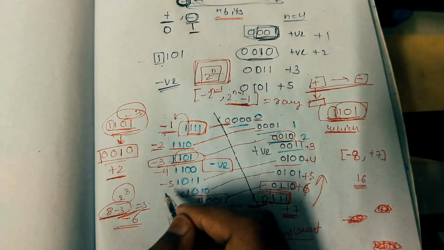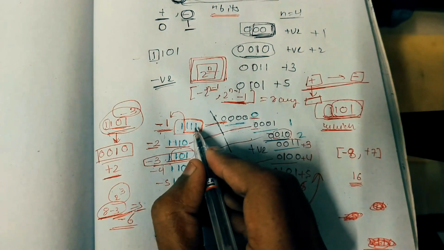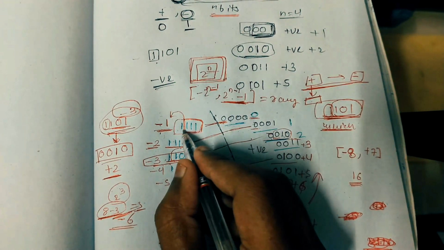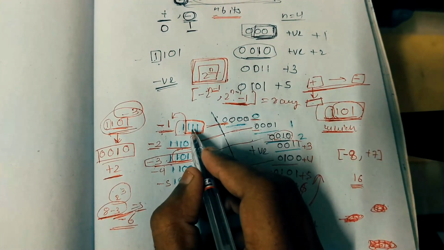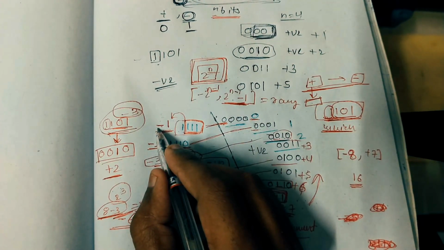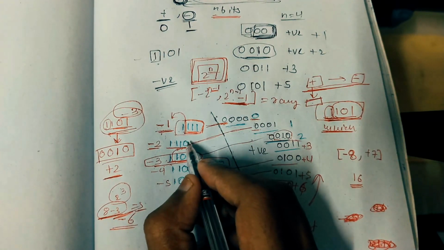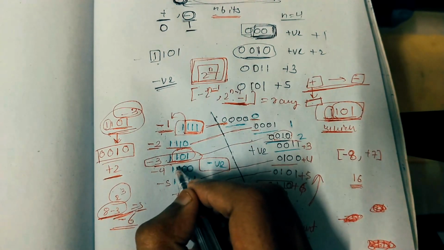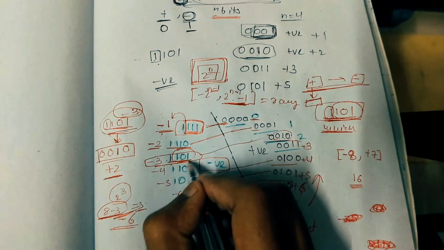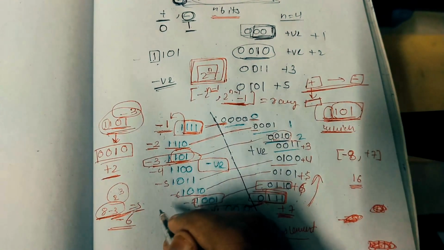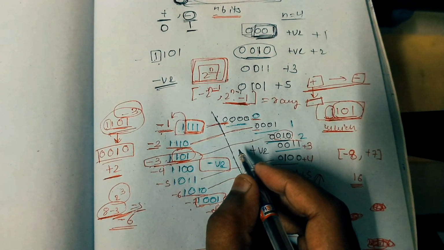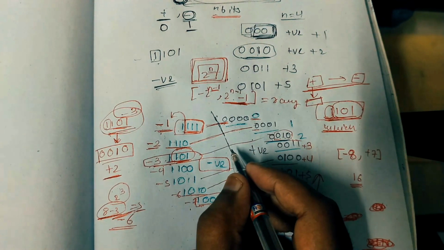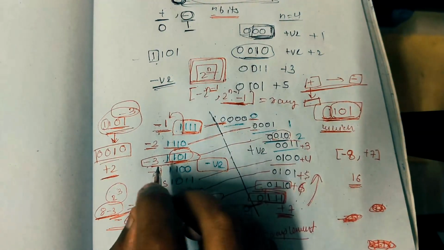Now why does it work? It works because of these decreasing numbers. Here it is 7, here it is 6, 5, and this is representing -1. So 8 minus 7 is 1, 8 minus 6 is 2, 8 minus 5 is 3. So like that also you can convert. I hope this conversion is clear. Now we will look at the overflow condition in this system.